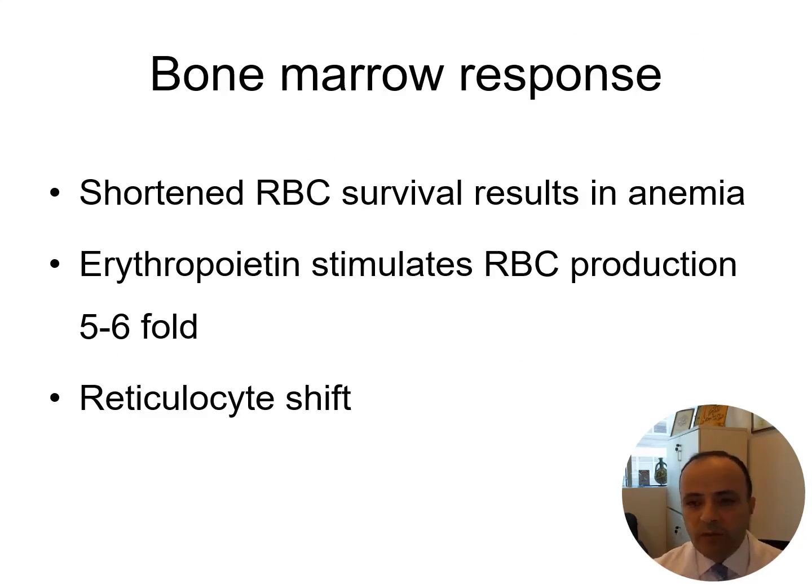What happens to the bone marrow? The bone marrow is responsible for making the red cells. It senses there is an element of shortened RBC survival and anemia, so the bone marrow will make more cells. What happens is the kidneys will release erythropoietin. The erythropoietin level goes up 5 to 6 folds. So there will be reticulocytosis and release of reticulocytes from the bone marrow. And there's also the reticulocyte shift, the process that we spoke about in the previous lecture, where the reticulocytes are released sooner from the bone marrow before they're fully mature.